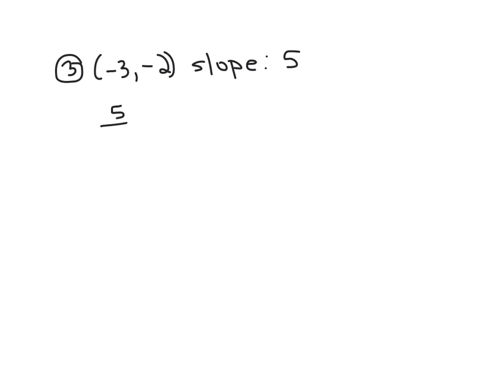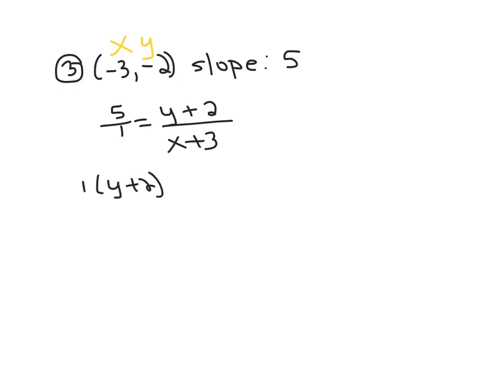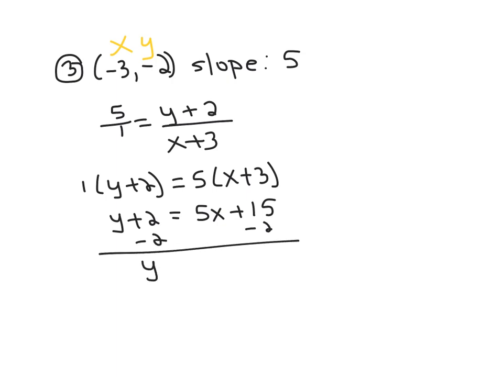All right, so here we go. Hopefully you set it up. 5 over 1, y minus -2, so I'm going to say y plus 2, over x plus 3. Now, if you have to go through and label these every time, label them. Not a big deal. All right, so now I'm going to cross multiply again. 1 times y plus 2 equals 5 times x plus 3. So distributing the 1, obviously, y plus 2, 5x plus 15, minus 2, y equals 5x plus 13. All right, are we good with those?